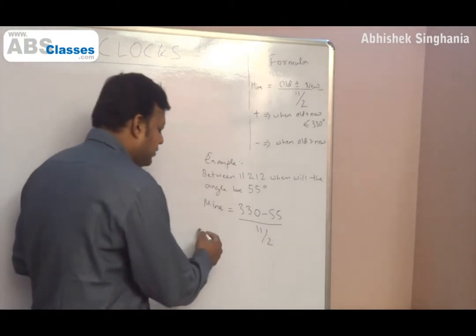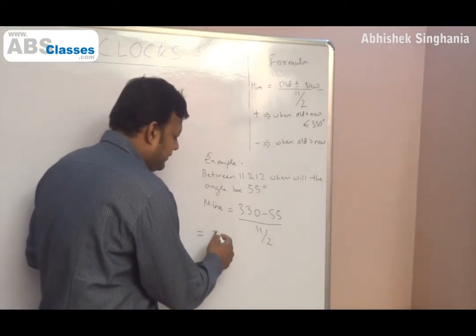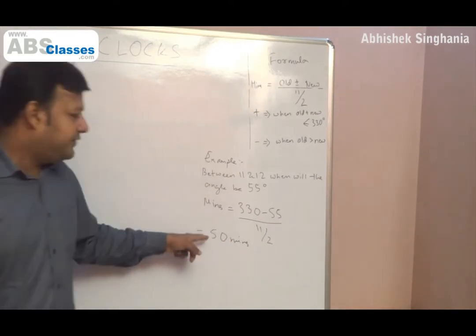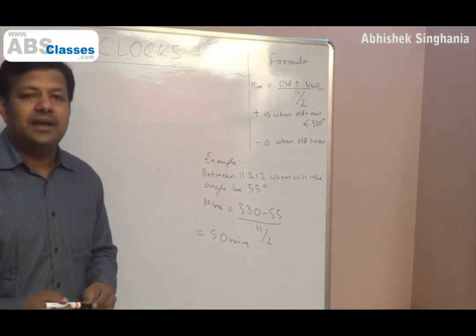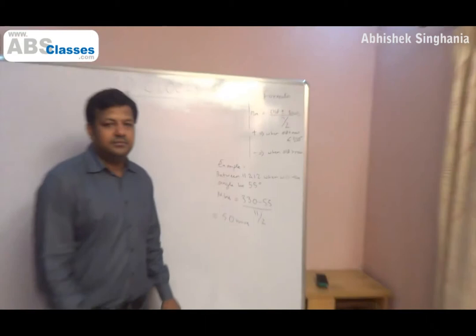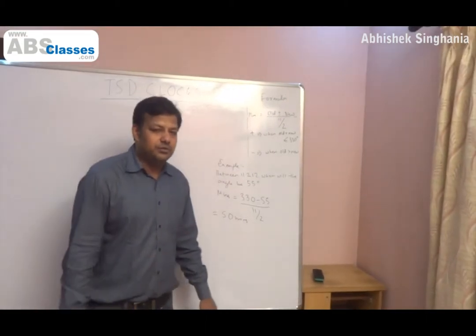Now if you solve this, what do you get? 50 minutes, sorry. So 50 minutes past 11 o'clock, the angle between them will be 55 degrees. Okay? So this is a simple way to solve these questions.